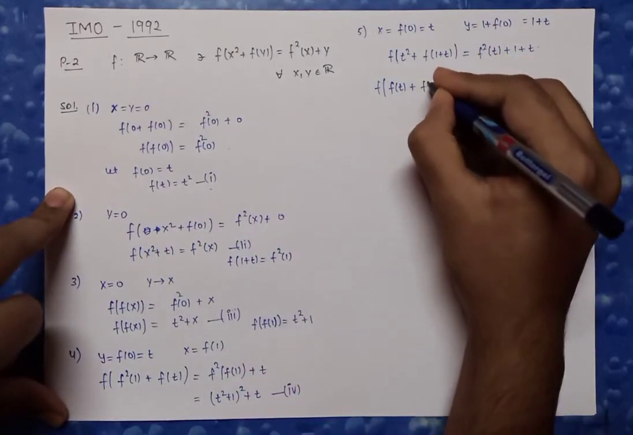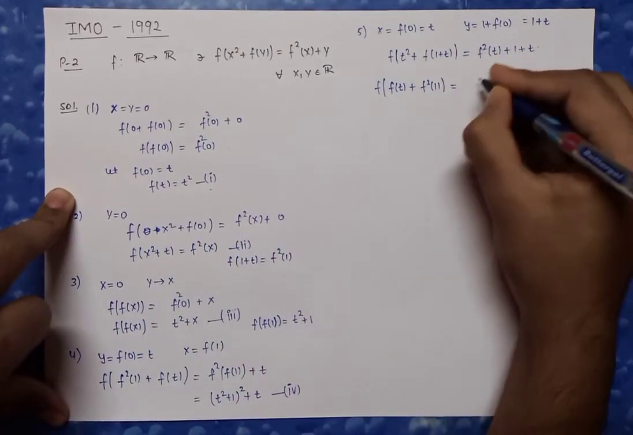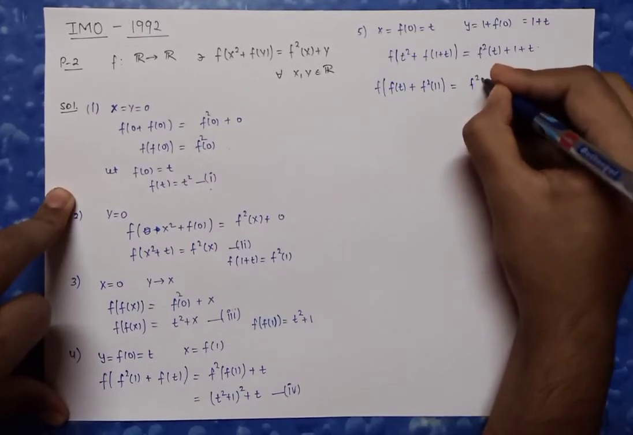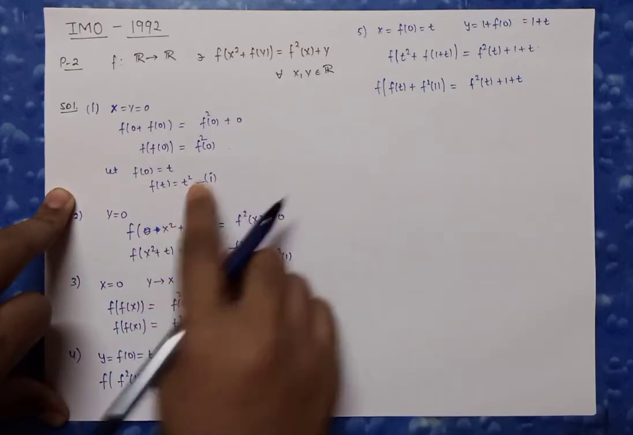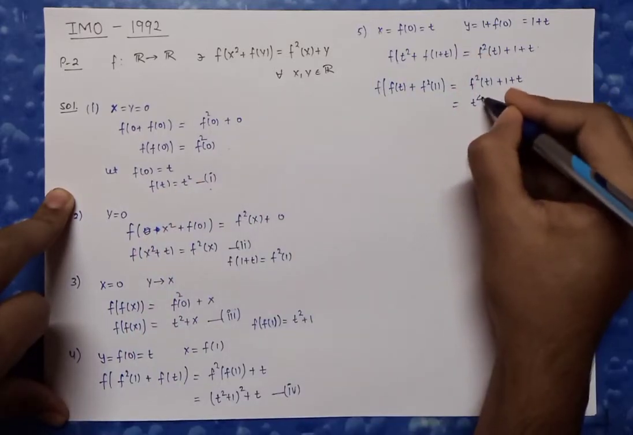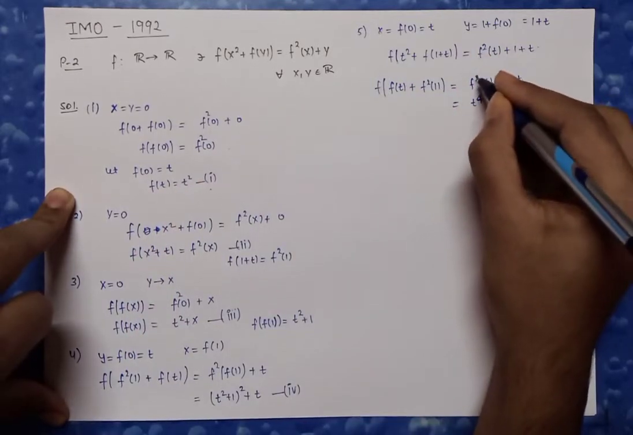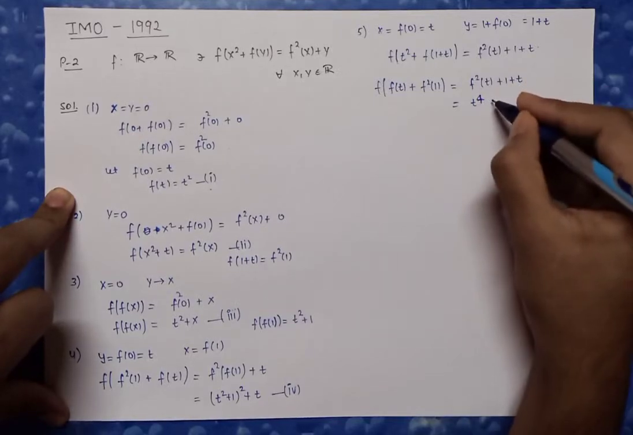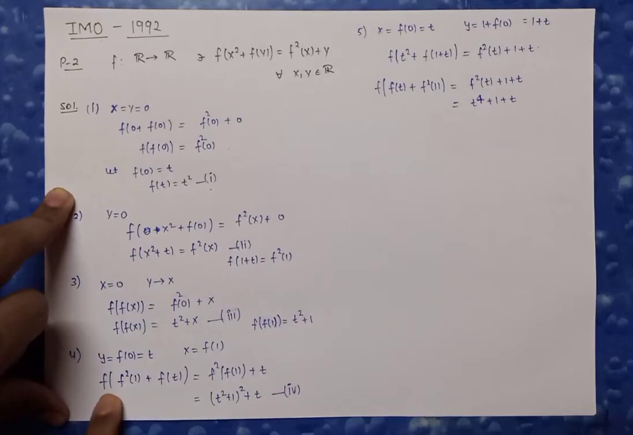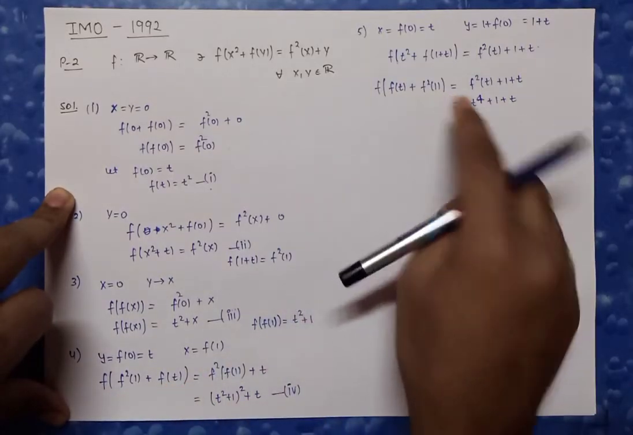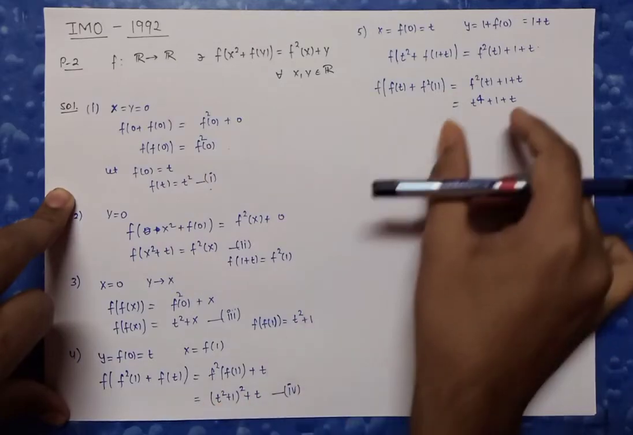What I will get is f square 1 equals f square t plus 1 plus t. F of t is nothing but t square, so this can also be written as t raised to 4, because t square and again once more square, so t raised to 4 plus 1 plus t. Now this f of 1 whole square plus f of t is the same as this. Therefore we will compare this part and this part.